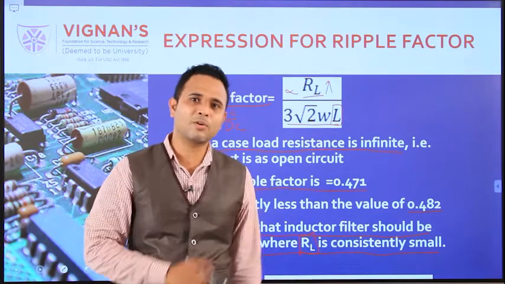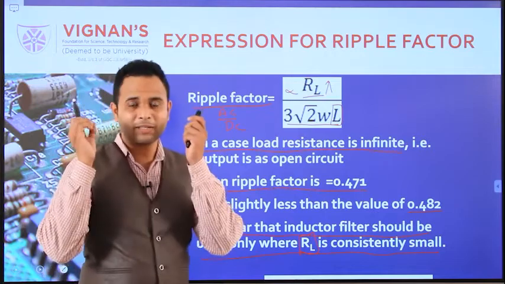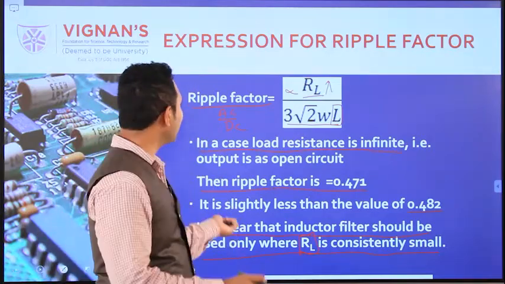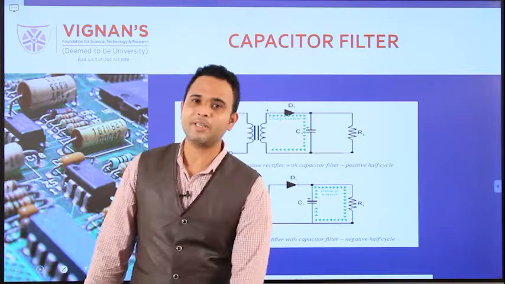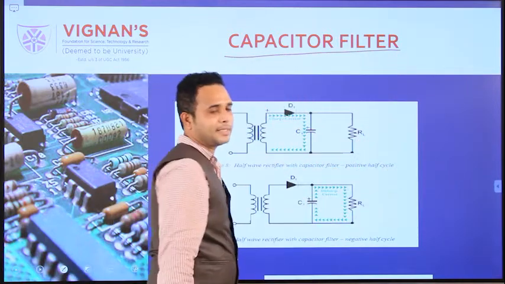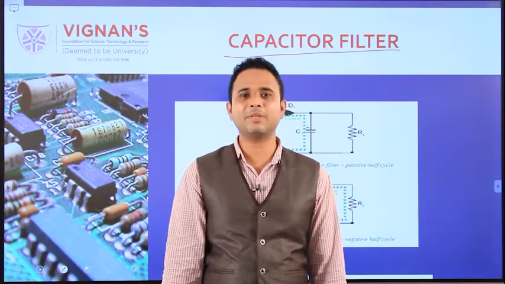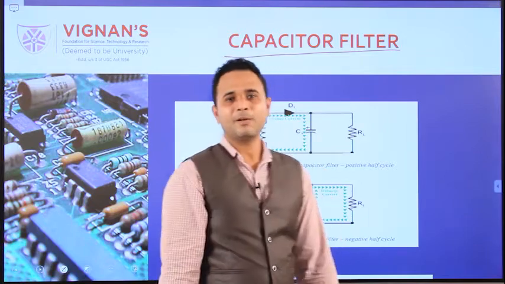Then this is a good amount of filtering, right? Okay, due to this advantage, we are going for the next type of filter, which is named the capacitor filter. Another name is the shunt capacitor filter. Shunt means parallel capacitor filter.